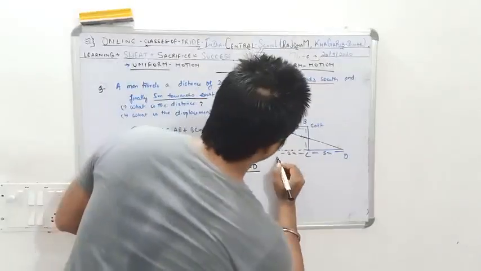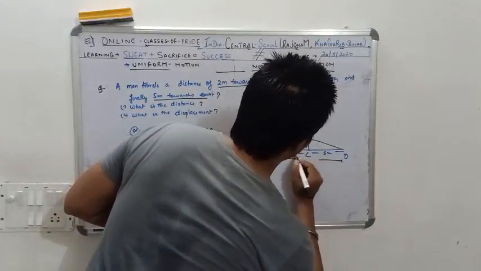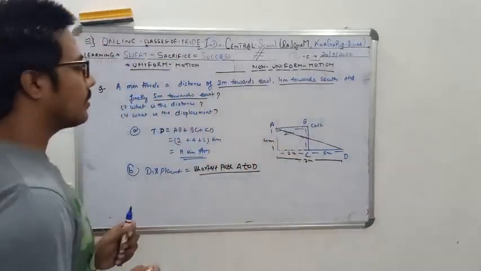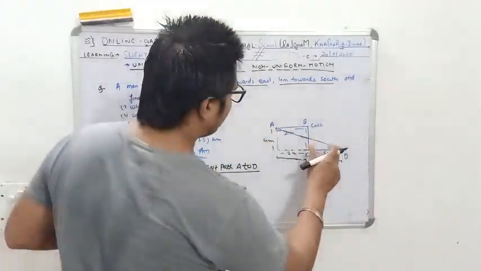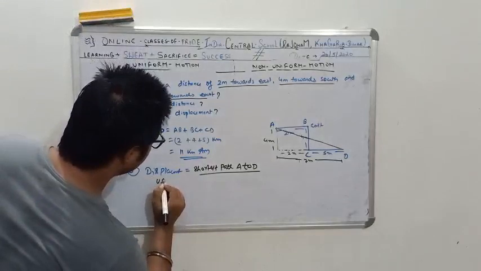So how much is this whole length from here to here? 5 plus 2, 7 meters. It becomes 5 plus 2, 7 meters. So how will you calculate this? You know, using the Pythagoras theorem.